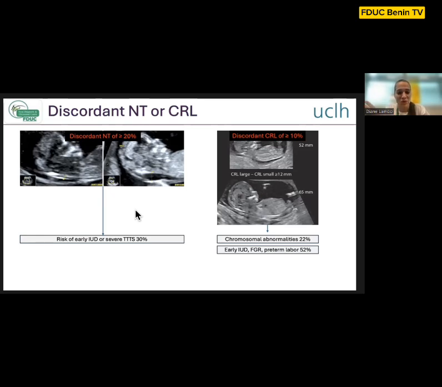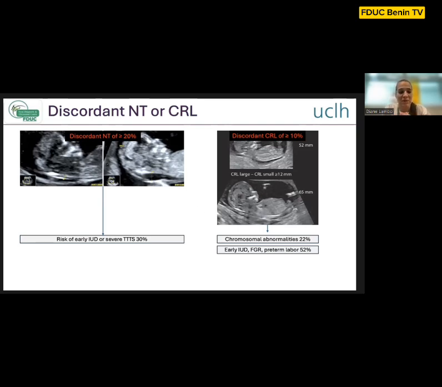If you move over to the right, if you look at those that had a discordant CRL of 10% or more, then again, the risk of complications like early fetal demise, preterm labor, fetal growth restriction occurred in just over half of these pregnancies. The other implication of having a slightly small CRL in comparison to the other twin in early pregnancy is that actually the risk of chromosomal abnormalities is much higher.